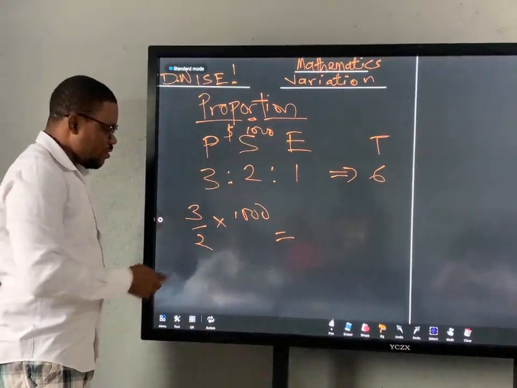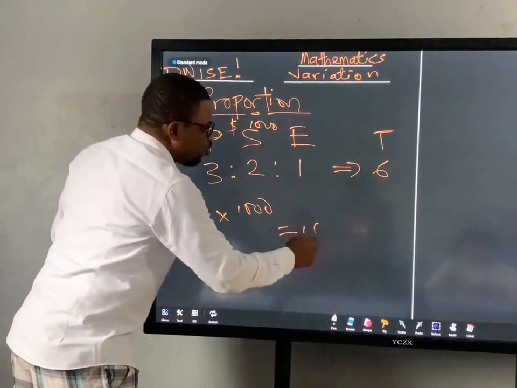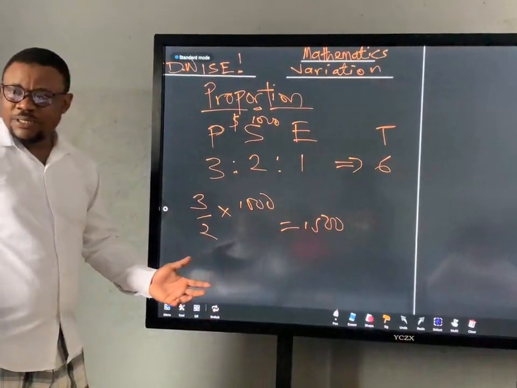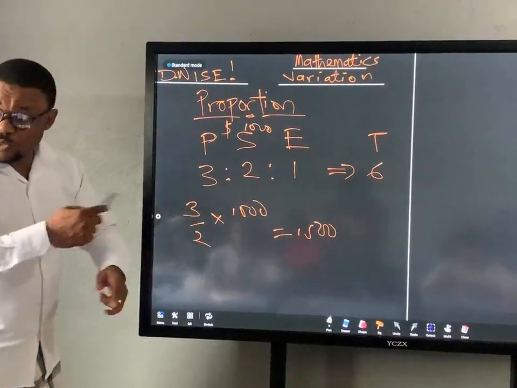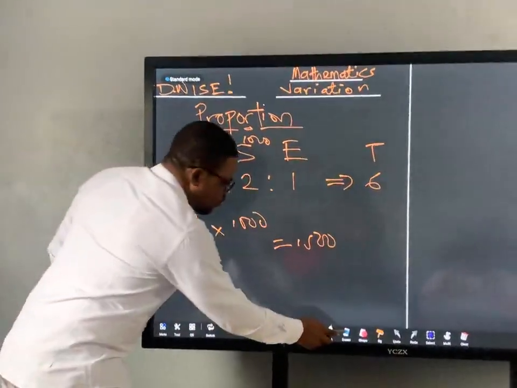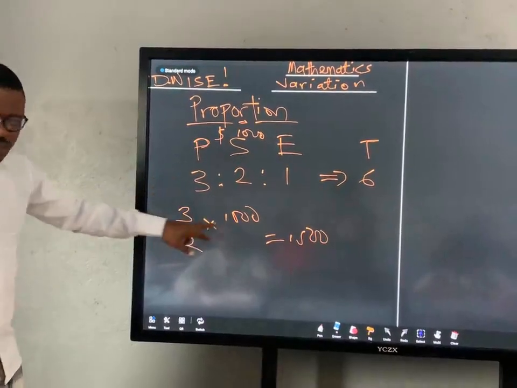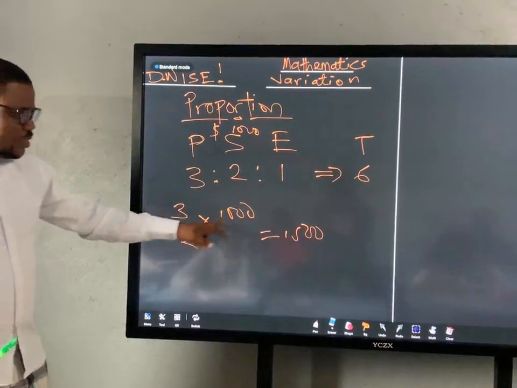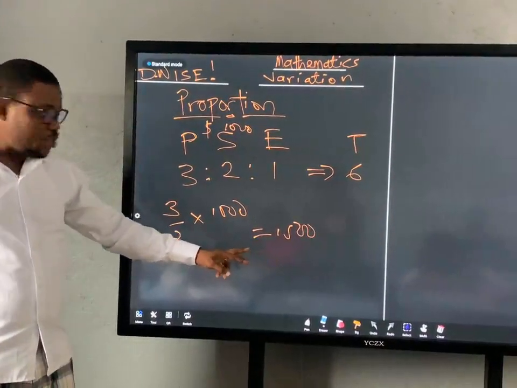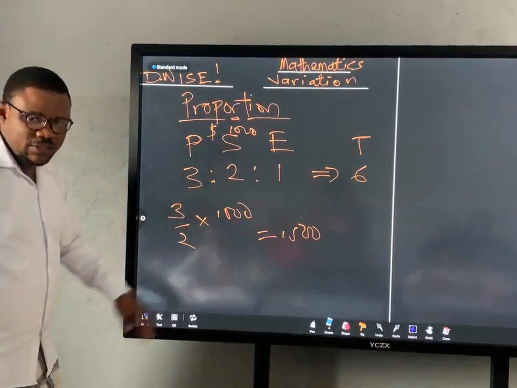So at the end of the day, I'll get 1,500, which was what we got before. You know what I'm saying? It was 1,500. 3 over 2 times 1,000 is 1,500. Right?